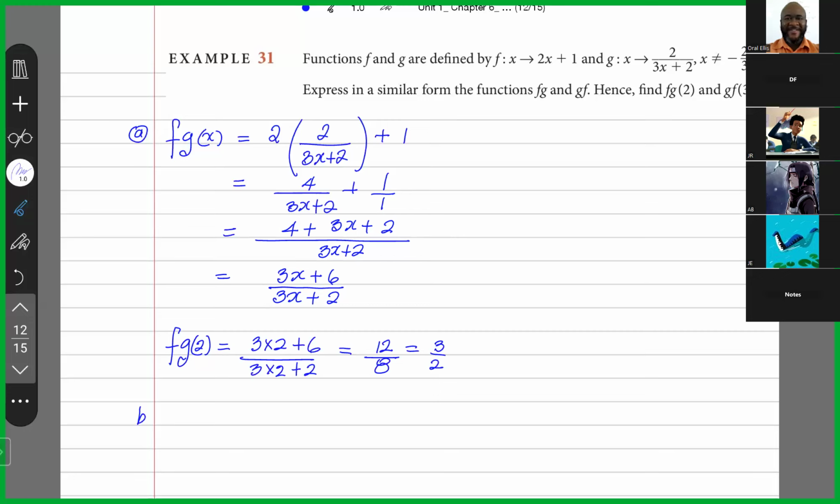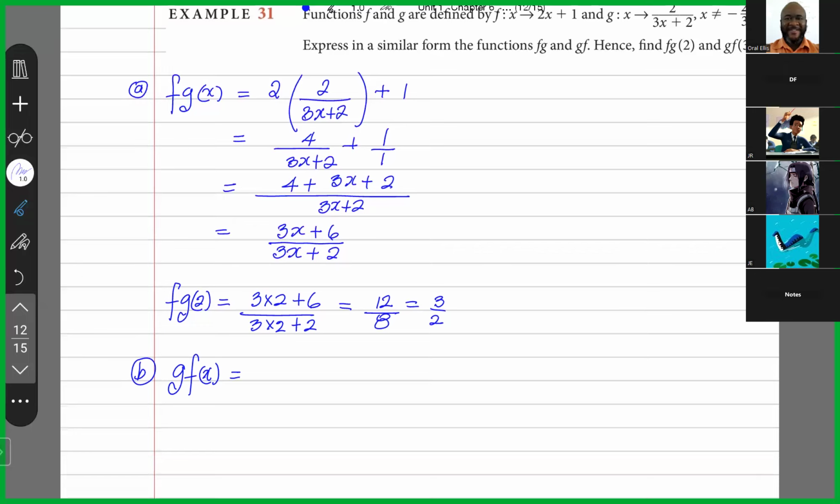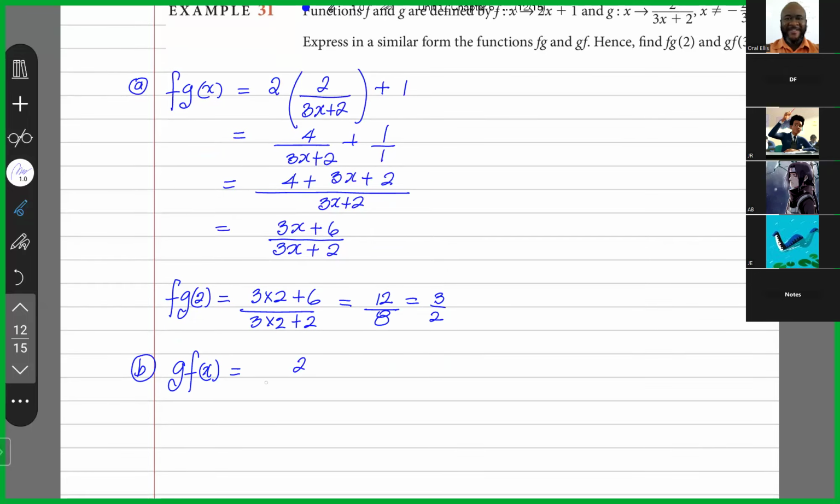All right, the B part of the question, we need to find g of f of x. Now, g of f of x is a composite function in which the range of f is the domain of g. So in g, wherever I see x, I'm going to take out x and put f of x. So that's going to be 2 over 3 times f of x, which is what? 2x plus 1. Plus 2.